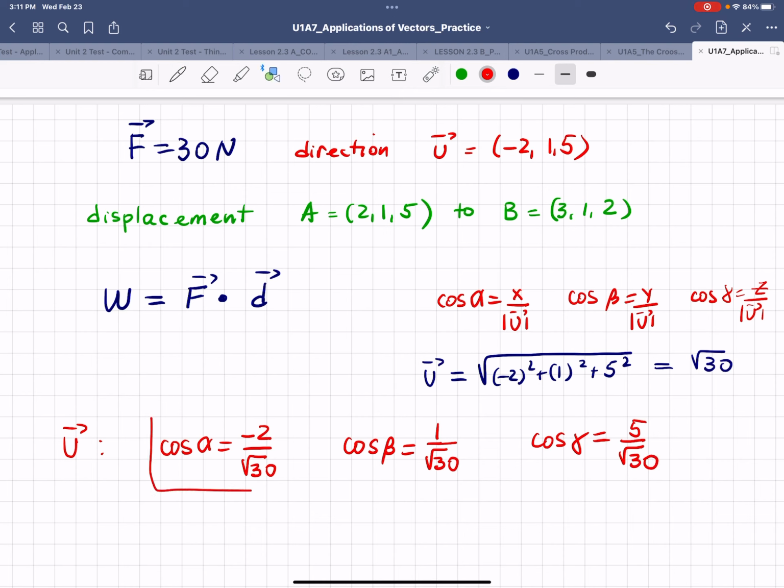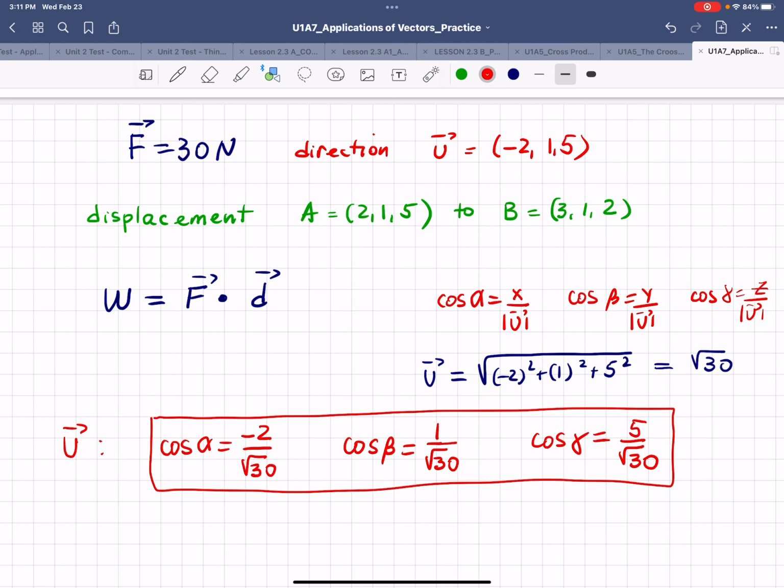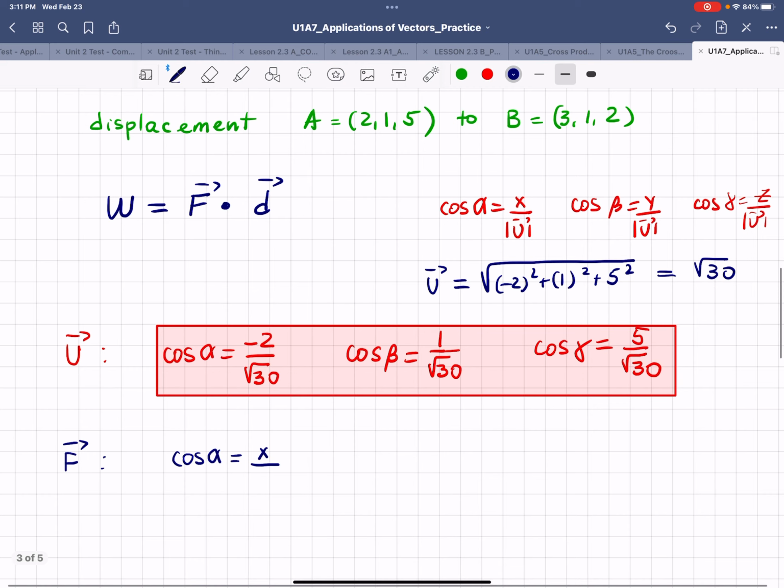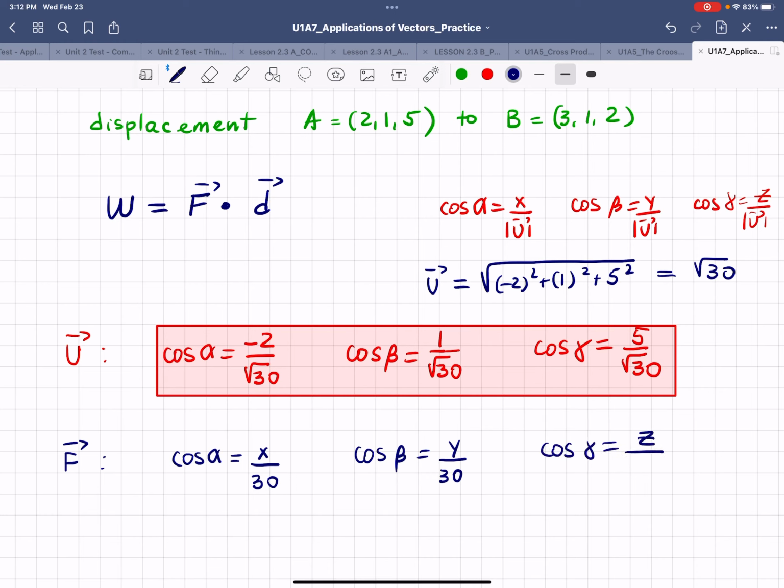Now remember that if two vectors go in the same direction, their direction cosines must be the same. So now let's talk about the force F. If we knew the coordinates of force F, then cos alpha would be the x-coordinate, which we don't know yet, over the magnitude of F, which is 30 newtons. Cos beta would be y, which we don't know yet, over the magnitude of force F, which is 30. And cos gamma equals some coordinate z, which again we don't know yet, over 30.